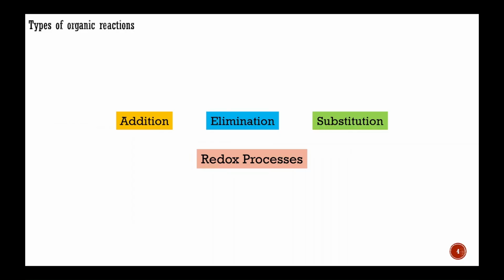The three main types of organic transformations we will discuss in this lecture are addition, elimination, and substitution reactions. These reactions can be easily identified by comparing the number of bonds to carbon in the reactants and products. We will first briefly examine specific examples of these reactions and then extend our discussion to redox reactions involving organic compounds.